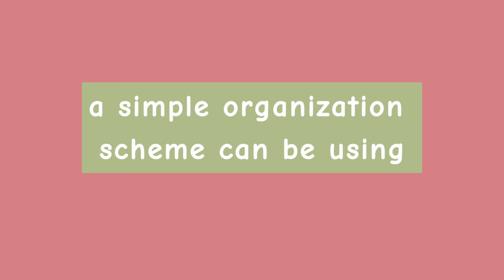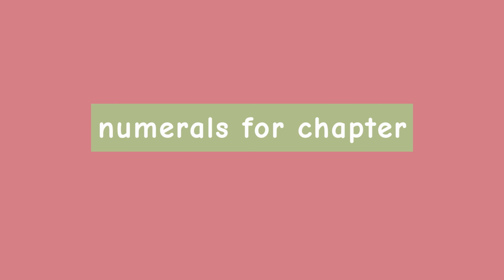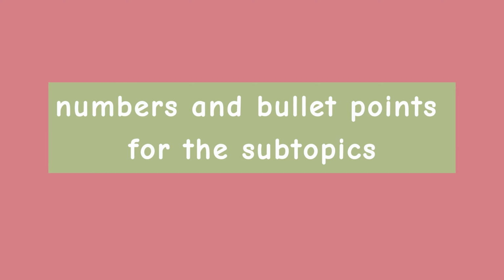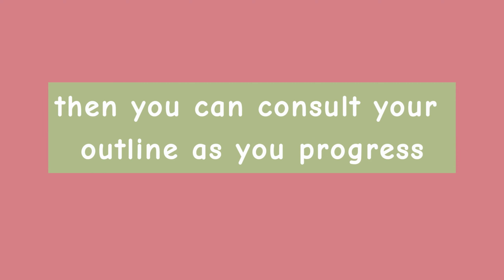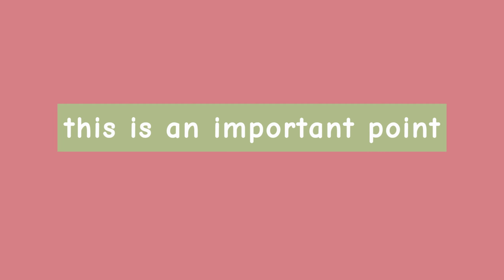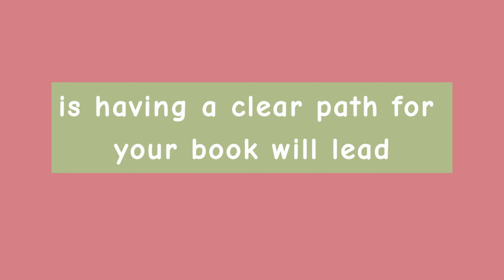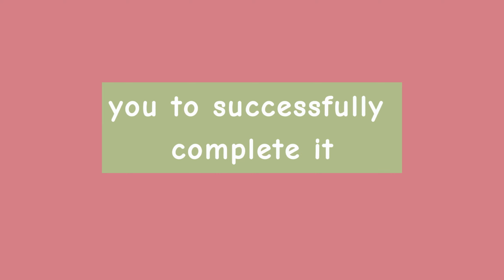A simple organization scheme can be using numerals for chapter numbers and bullet points for the subtopics. Then you can consult your outline as you progress through the content. This is an important point, as having a clear path for your book will lead you to successfully complete it.